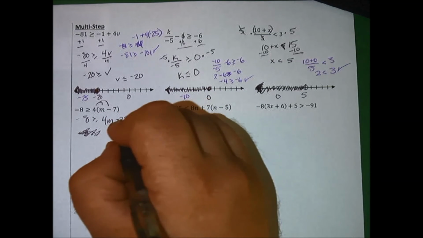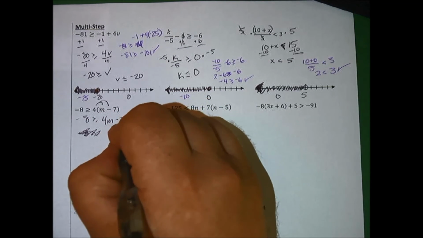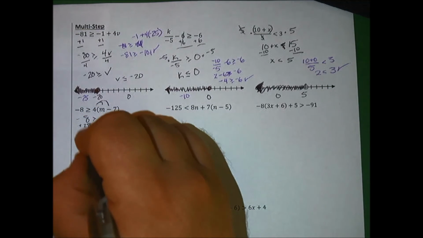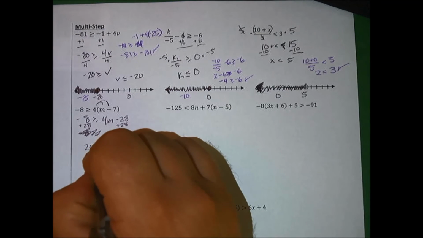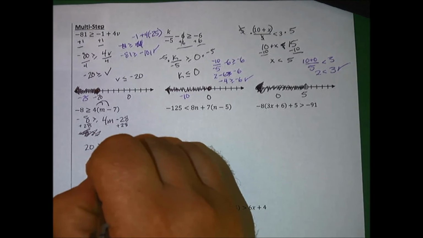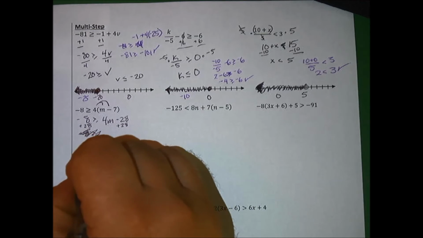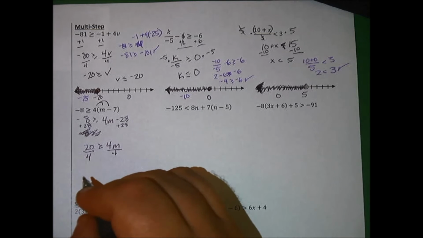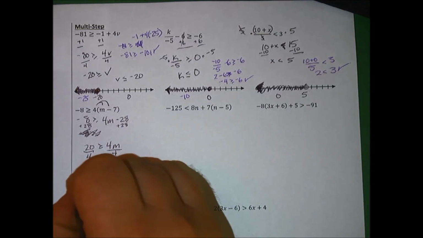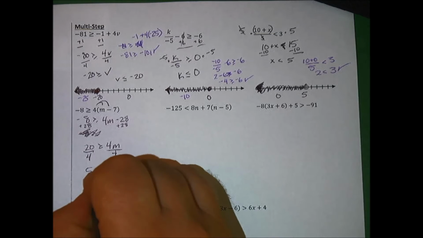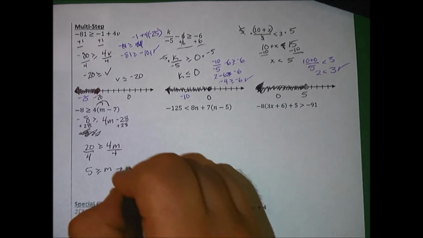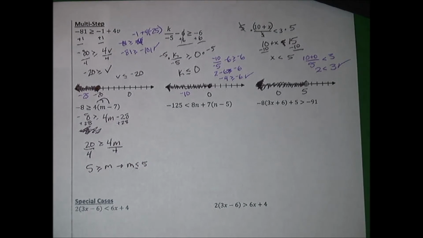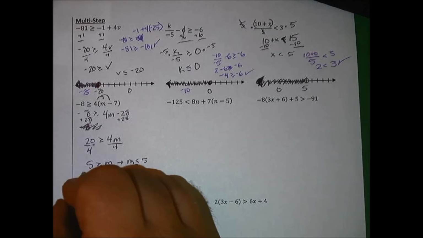That was doing nothing. We need to add 28 to both sides. Negative 8 plus 28 is 20, greater than or equal to 4m. Divide by 4. Divide by 4. Okay, this is all solving equations review. The only difference is it's not an equal sign. So we get 5 greater than or equal to m. If you want to rewrite that, you can, where m is less than or equal to 5. It's the same thing, just written the other way.